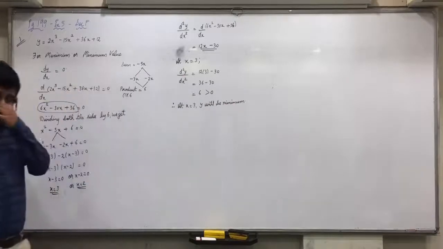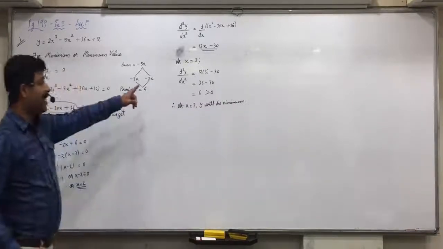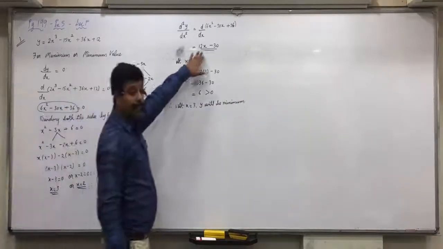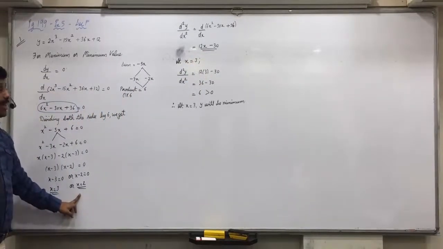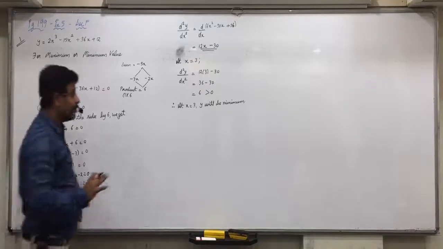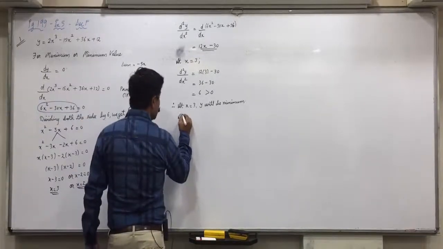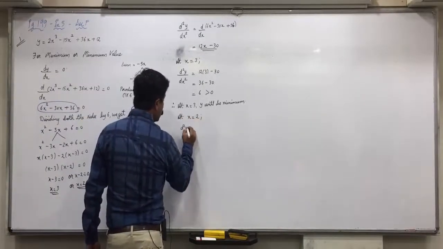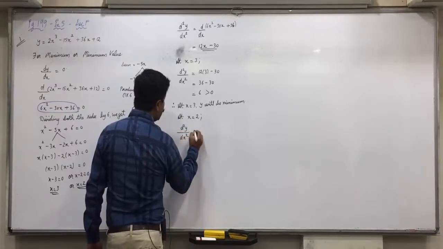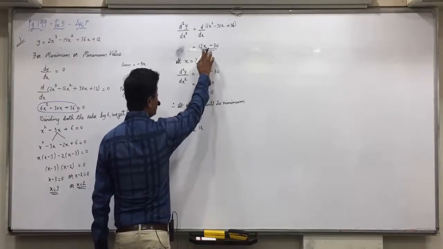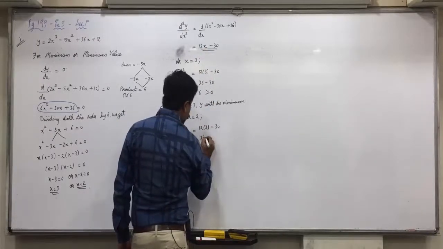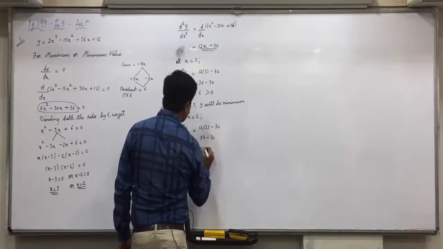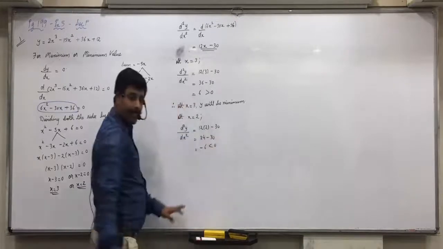Any confusion in this? Same way now, in this d square y upon dx square, 12x minus 30, we'll put the other value which is 2. And you should get maximum, means negative. At x equals 2, d square y upon dx square, 12 into x, we'll put 2, minus 30. 24 minus 30, that is minus 6, less than 0.